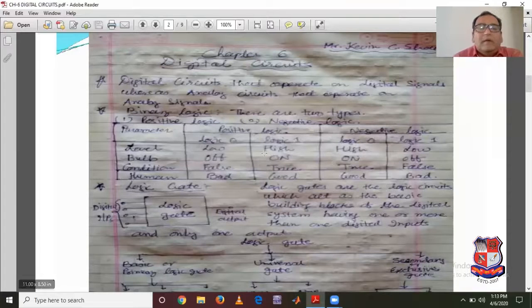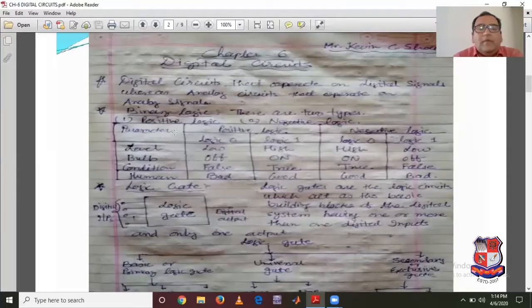Now in digital circuits, there are 2 types of binary logic available. The first is known as positive logic and the second one is negative logic. Now what is positive logic and what is negative logic? In any logic, whether positive or negative, there are 2 logic values available, logic 0 and logic 1. First we will compare both positive and negative logic, then we will discuss which type of logic is preferable in digital circuits.